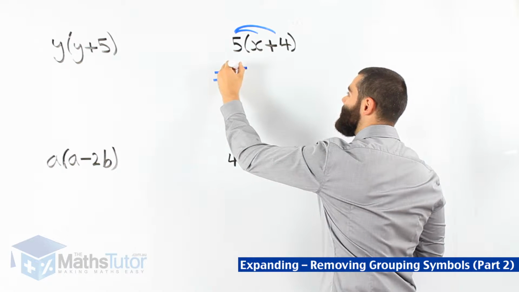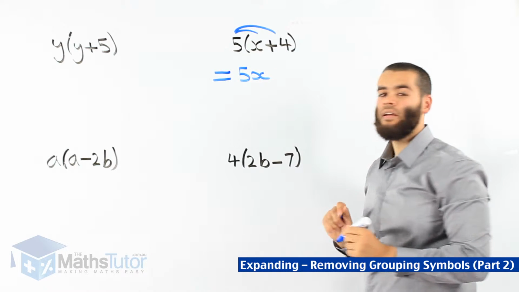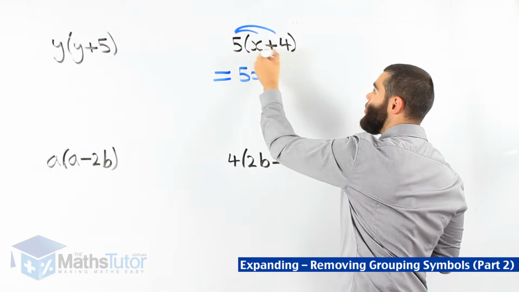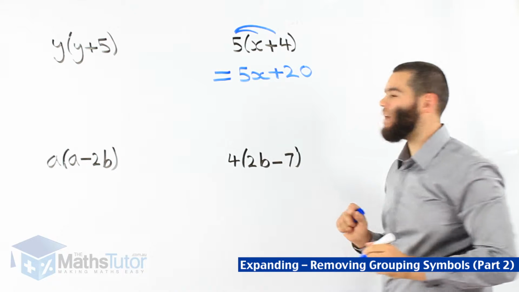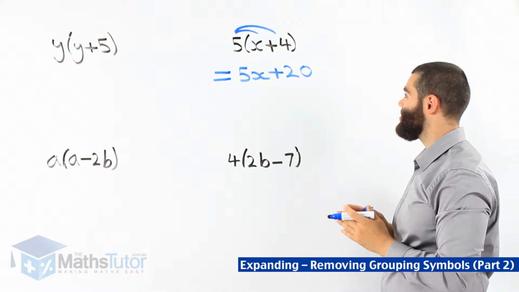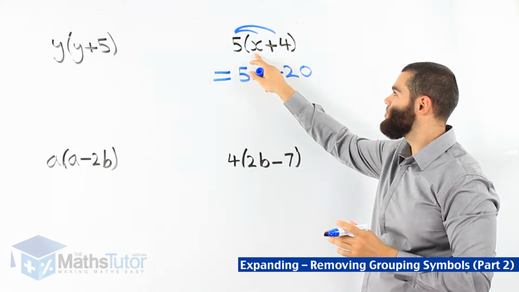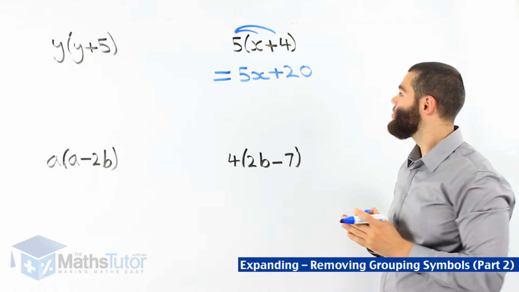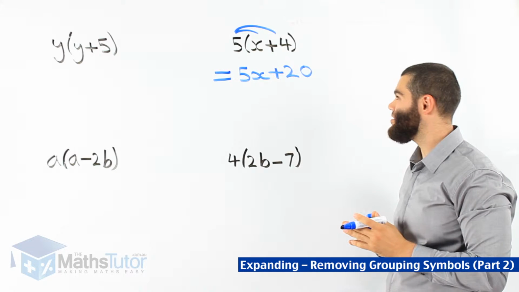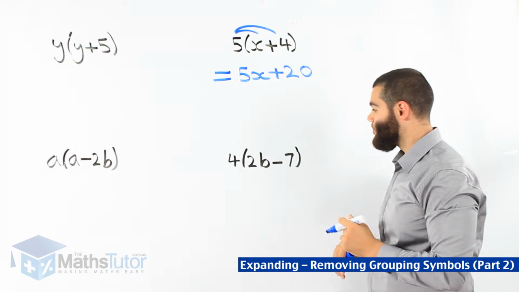5 times x is 5x. And then 5 times positive 4 is positive 20. So our final answer is 5x plus 20. 5 times x, 5x, 5 times 4, 20. So it's 5x plus 20. We'll do the next example.